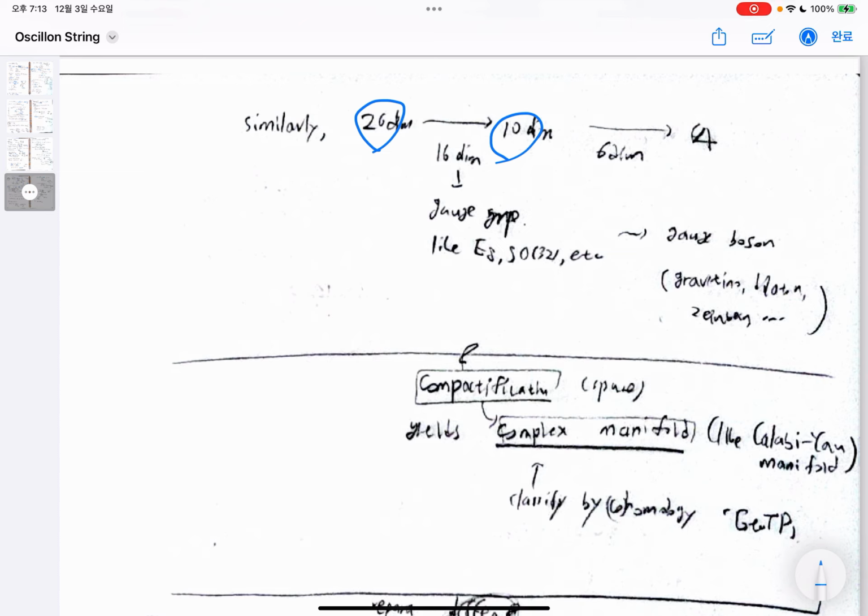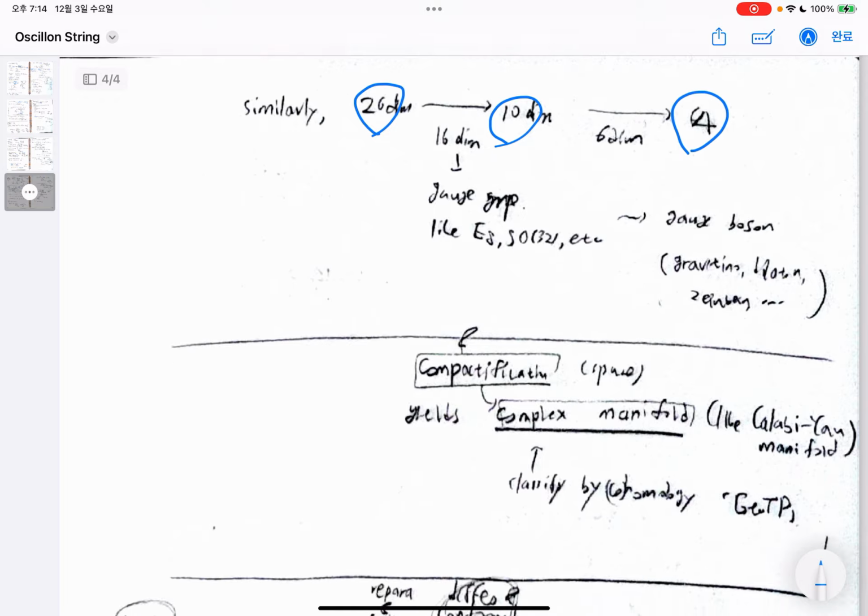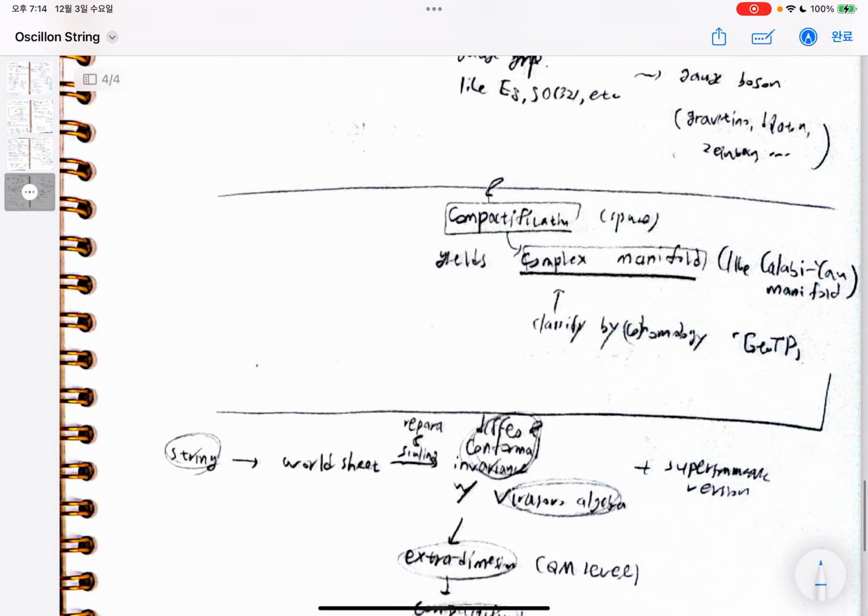And this corresponds to gauge bosons, like the graviton and dilaton. And our world is four-dimensional space-time, so there is a further six-dimensional compactification. So the point is that the compactification space yields a complex manifold, like a Calabi-Yau manifold, and this can be classified by some topological techniques, called moduli.